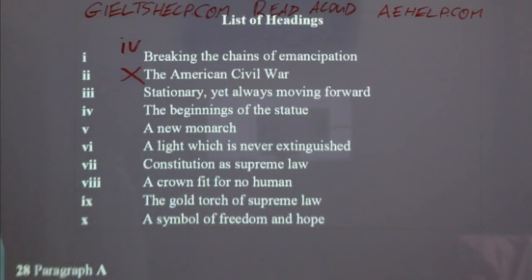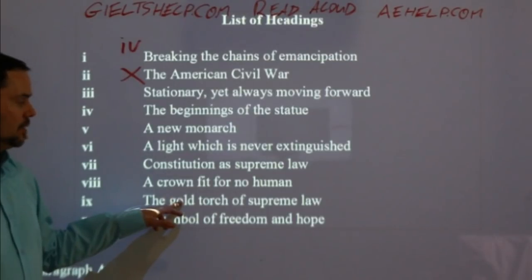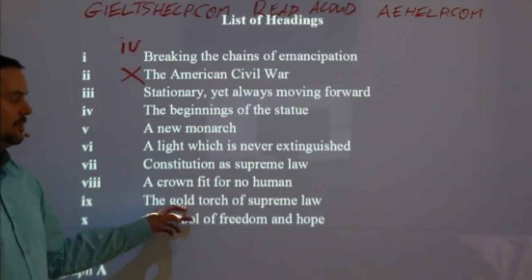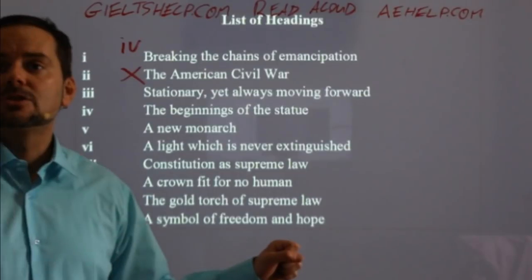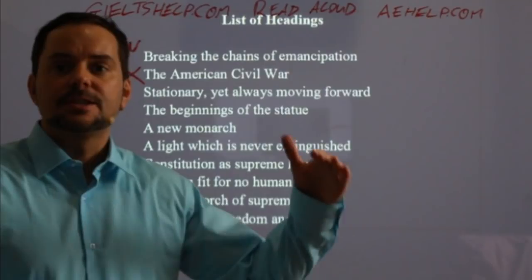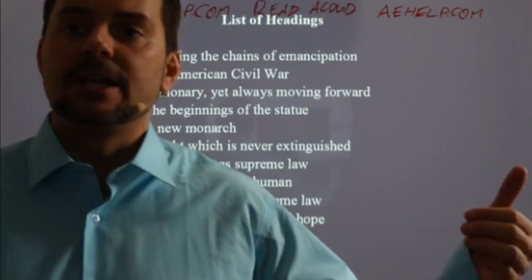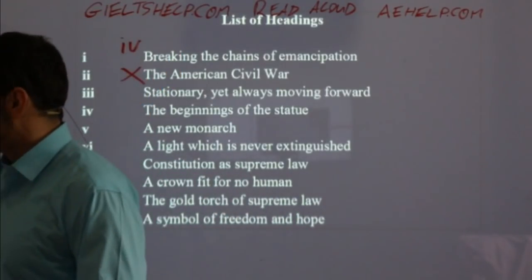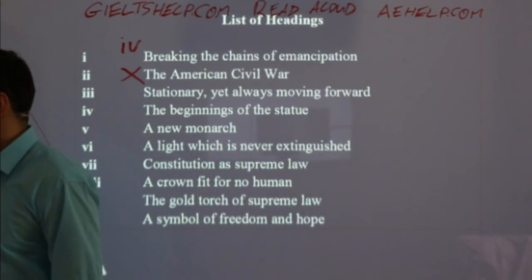This last one, the gold torch, doesn't make sense because it's not the gold torch. Which one symbolizes supreme law? It's not the gold torch that symbolizes supreme law. It's the tablet the Statue of Liberty holds in its left hand, right? It's the tablet. It's not the torch. So number 9 is no good. It's number 7, Constitution as supreme law. So let's put that in.